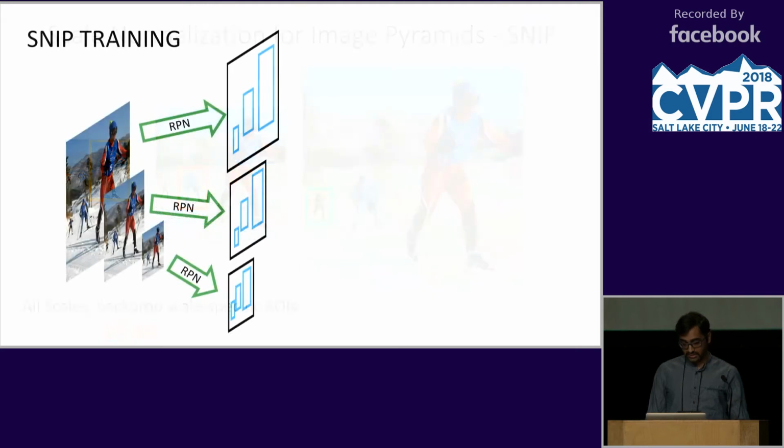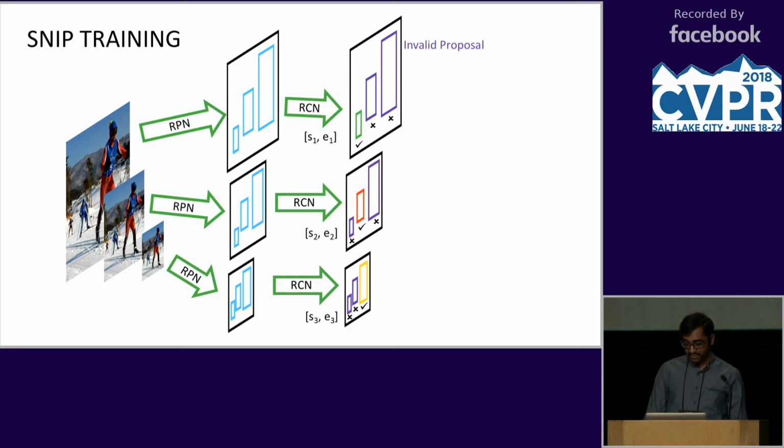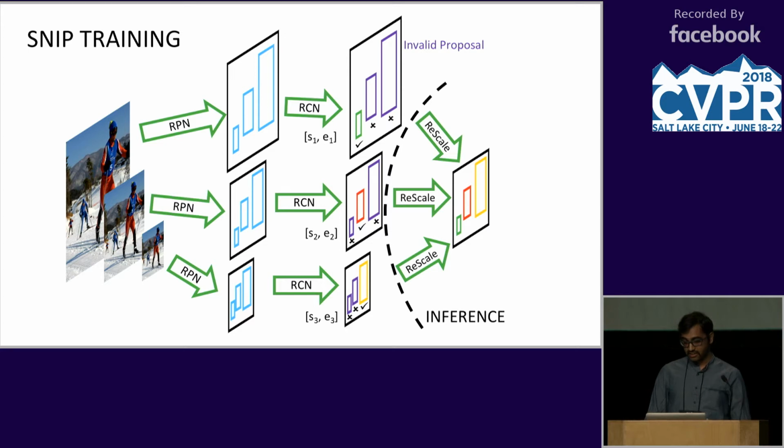So let us revisit the whole pipeline again. We construct an image pyramid and extract region proposals at each scale. And then for each scale, we have a desired scale range which determines if a proposal is valid or not. We only include valid proposals during training. And during inference, we rescale these detections after bounding box regression to image coordinates. And finally, we use soft NMS to combine these detections.